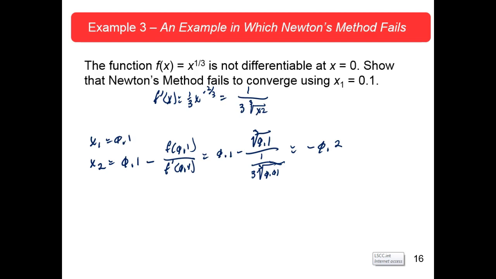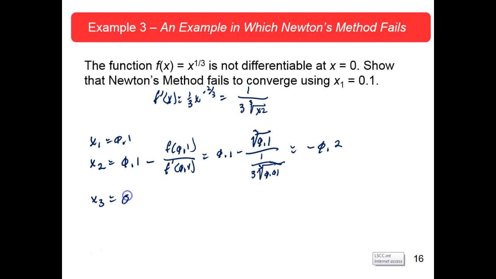And that's what it gives them on the first iteration, which is not a good sign, is it? We know what the 0 is. It's 0. And we went from positive 0.1 to negative 0.2. So we got further away. Well, was that just sort of a weird happenstance? Or let's try x sub 3.